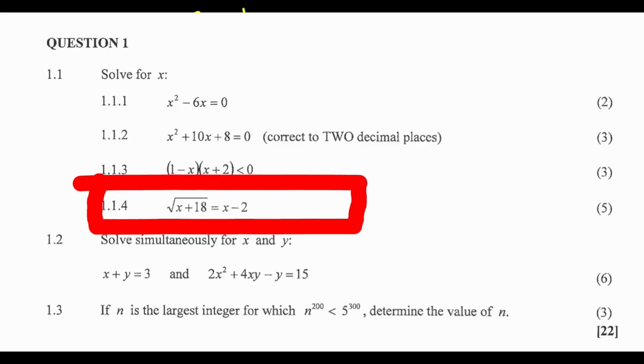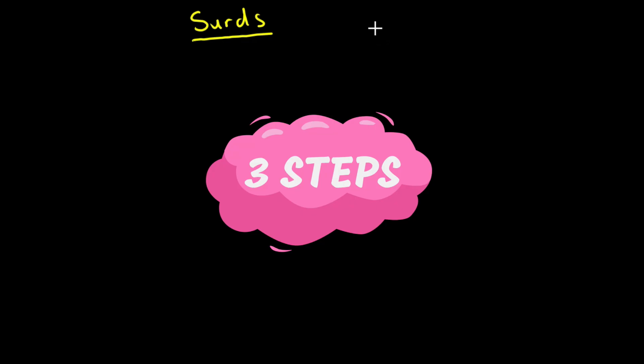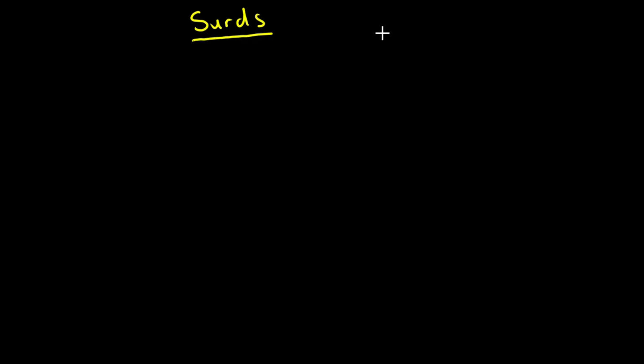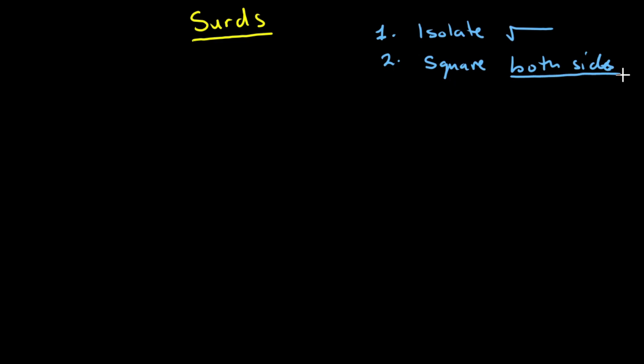So for us to solve these equations, I have just three steps that you will need to follow. The first step is to isolate. Number two is to square both sides. You can square if it's a square root, you can cube if it's a cube root, but you do that to both sides. It's very important for you to know that you are supposed to do it to both sides. The last step is to select.